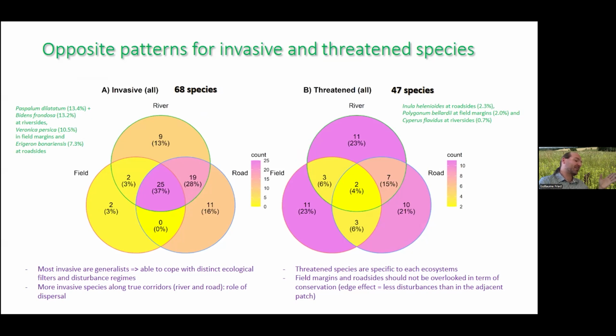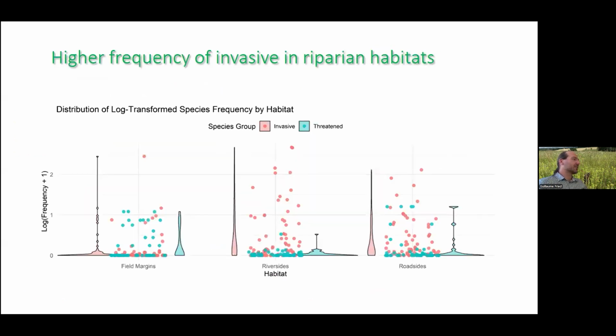When the adjacent patch, for example a cultivated field, is managed more intensively compared to the margins. In relation to this, you also have on this slide the frequency of occurrence of invasive species in red and endangered species in blue. Note that the scale is logarithmic. This was just to show first that even the invasive species are not so frequent in our data set.